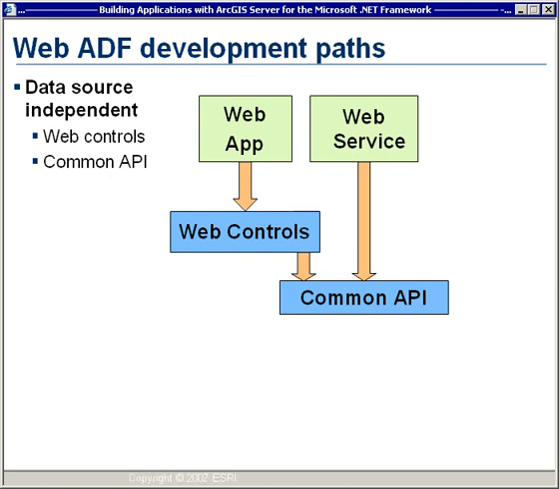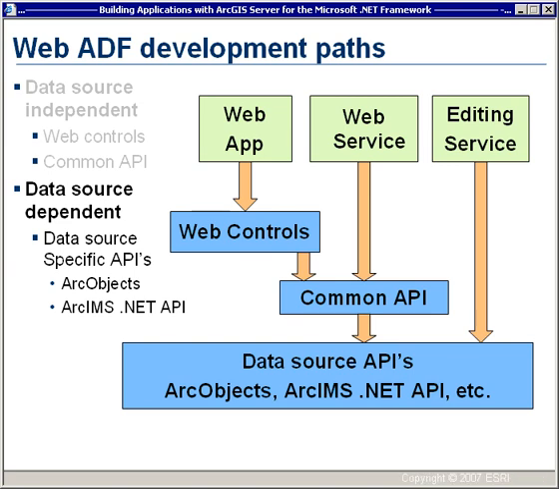Now, another part of the Web ADF is these classes called the Common API. The Common API is a set of classes that perform GIS functionality on all of our different data sources. So all the data sources we talked about on the last page, ArcGIS Server, ArcIMS, etc. So the Common API is just a set of classes for working with those data sources, and I could publish that functionality through a web service.